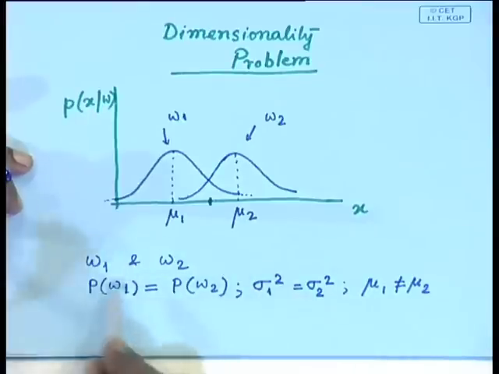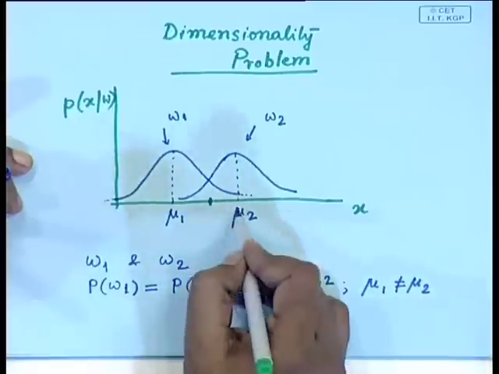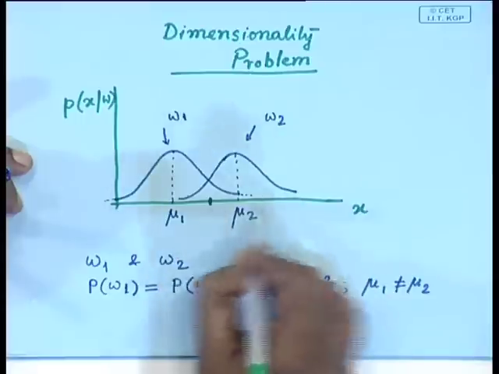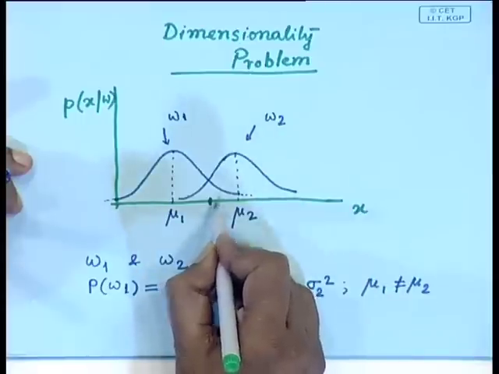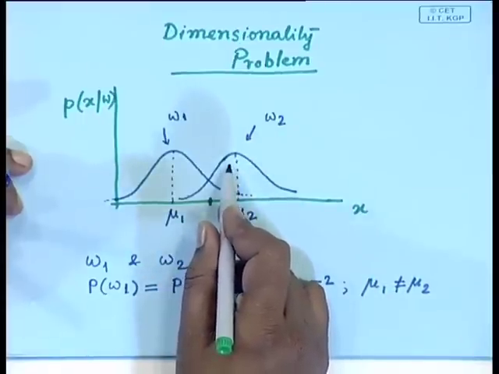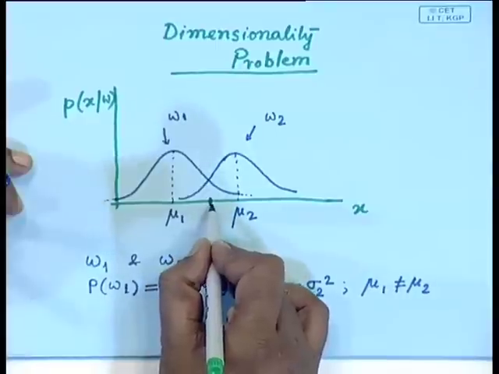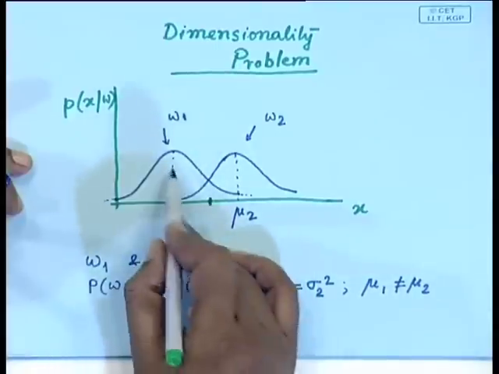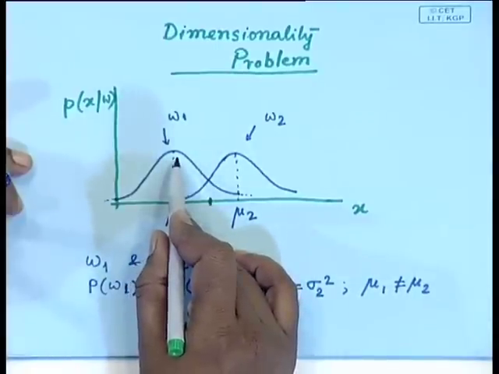But because here we are assuming that p of omega 1 is equal to p of omega 2, effectively it turns out to be p of x given omega 1 greater than p of x given omega 2. Okay. So, for all values of x lying on the right hand side of this point, we will decide that it belongs to class omega 2, and for all values of x lying on the left hand side of this point, we will decide that it belongs to class omega 1.